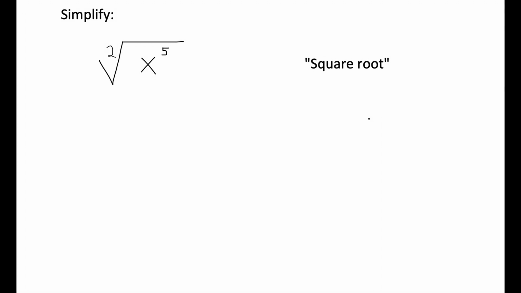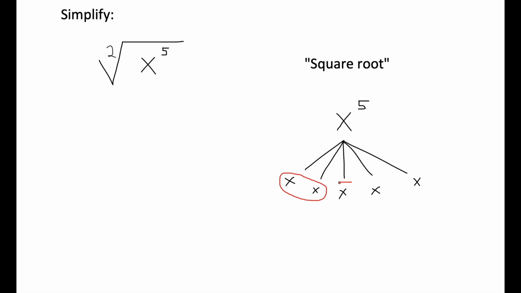In order to take a square root, I'm going to first break the x to the 5th up using a tree method. In the tree, what we do is show the factors of the thing that we're taking the square root of. In this case, we could draw 5 x's, all being multiplied together to make x to the 5th. And when we're taking a square root, what we're looking for in the tree would be pairs of factors. So there's 2 x's that are paired. Here's another 2 x's that are paired. And then this x here is unpaired.